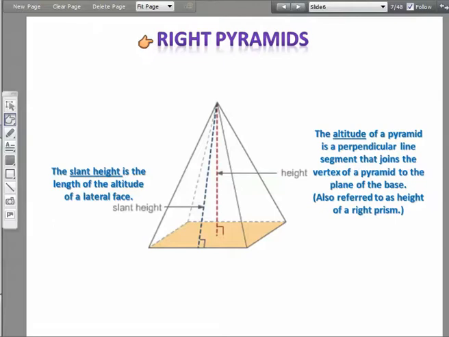Now let's look at right pyramids. There are right ones and there are oblique ones. What makes the right one special is that the altitude of the pyramid is a perpendicular line segment that joins the vertex of the pyramid to the plane of the base. This is also referred to as the height of a right pyramid. What makes a right pyramid right is that this height or altitude goes straight from the vertex down to the center of the base, center being the key word there, and it's always perpendicular.